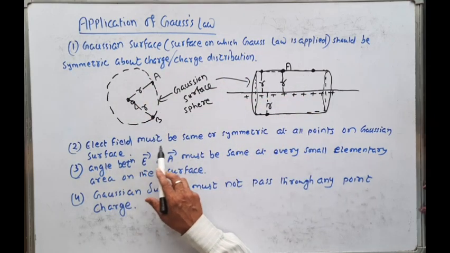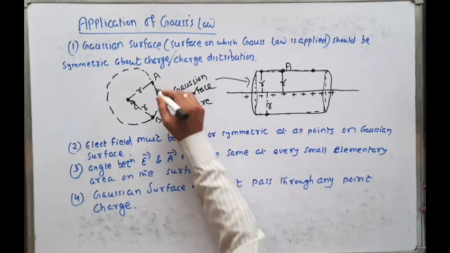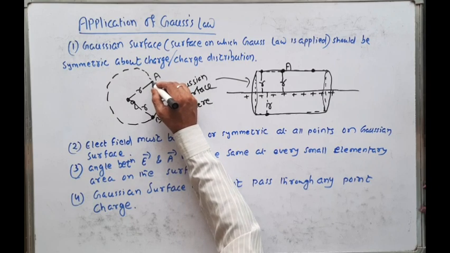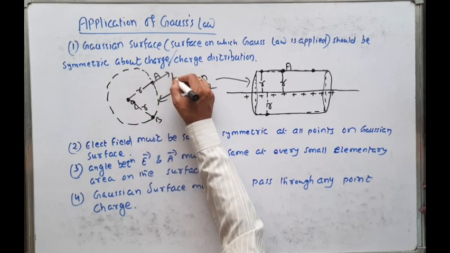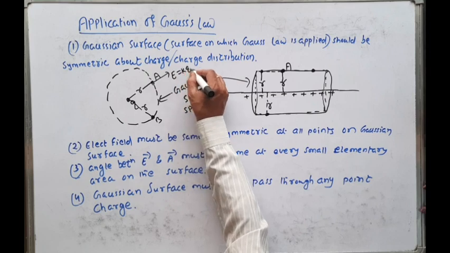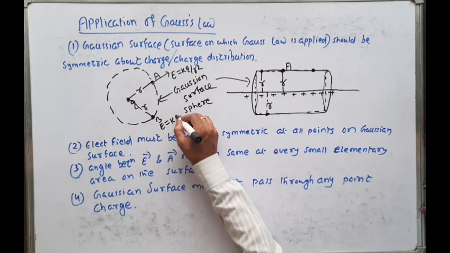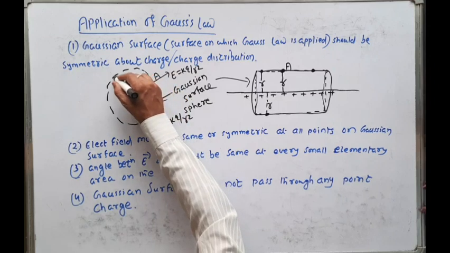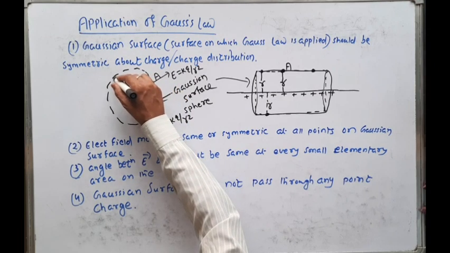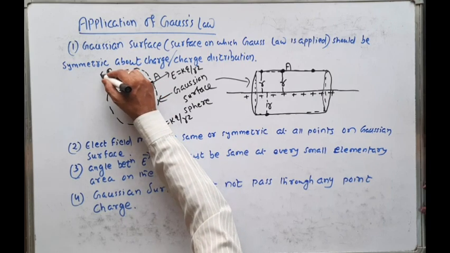Second point, the electric field must be the same or symmetric at all points on the Gaussian surface. Now see, on the Gaussian surface I have taken point A and point B. What is the electric field intensity at A due to point charge Q? That is KQ by R square. What is the electric field intensity at B? Same formula, KQ by R square, because R is fixed, R is the same. Every point is at the same distance r, so the electric field intensity is symmetric.